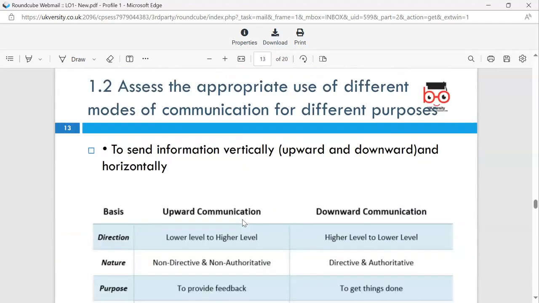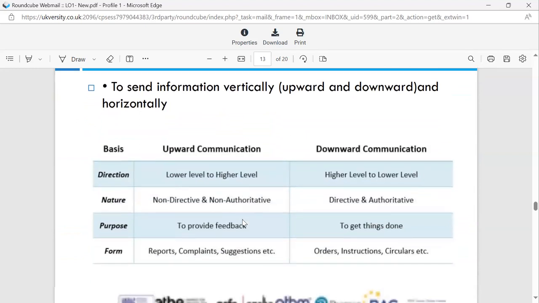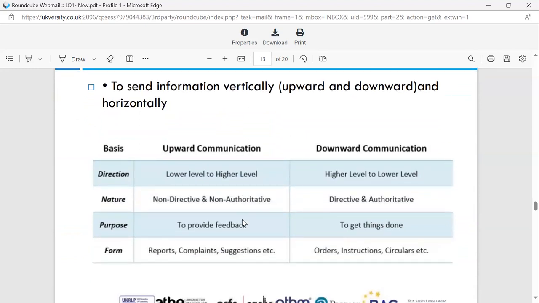1.2, to assess the appropriate use of different modes of communication, to send information vertically, upward and downward, and horizontally. So why is it so important to portray information to the individual? It might be your staff member. If someone started new at the job, why do you think it's so important to get information through to them?